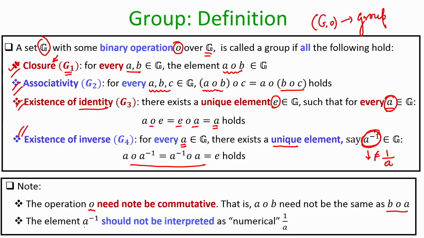And as I said earlier, the element A power minus 1 should not be interpreted as numerical 1 over A. That is just a representation or notation for an element present in my set big G, which has the special property.